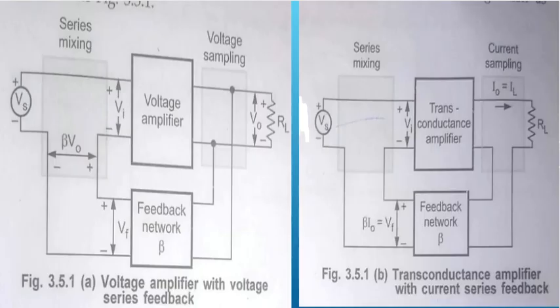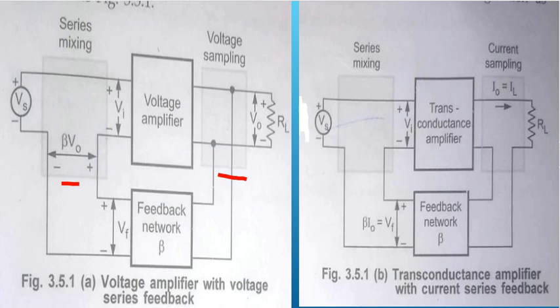In this, the two figures represent the voltage series feedback amplifier and the current series feedback amplifier. In the voltage series feedback amplifier, the basic amplifier is a voltage amplifier, the mixing is a series mixing, and the output is a voltage sampling. So based upon that, this is called the voltage series feedback amplifier.